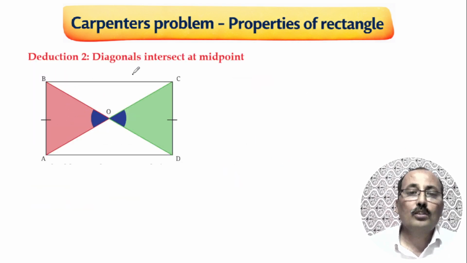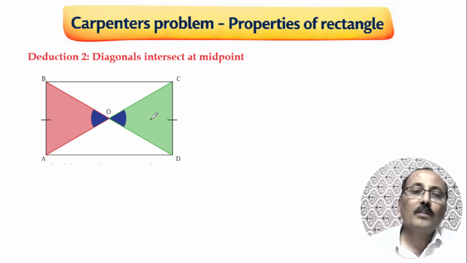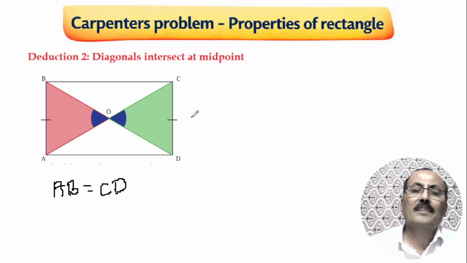Now deduction 2, that is topic 2. What we are going to see in this one: now these two triangles are shaded, and like the previous one, we are going to prove that these two triangles are congruent. Then what is given now? AB is equal to CD. Why? Opposite sides of a rectangle are equal, that's all.